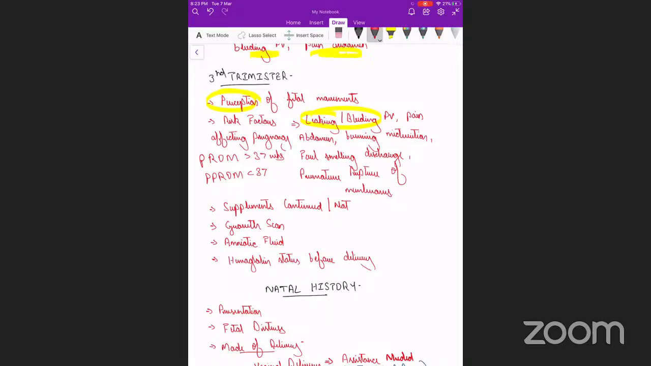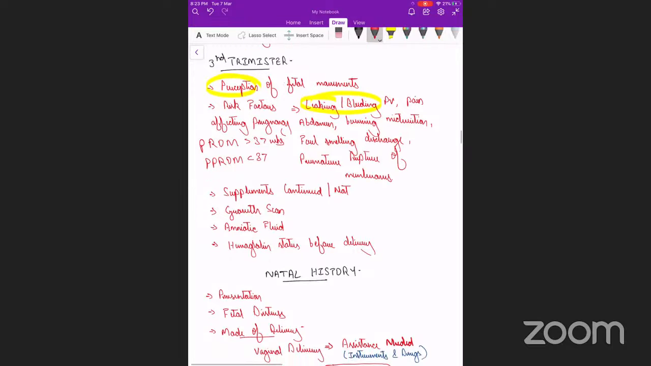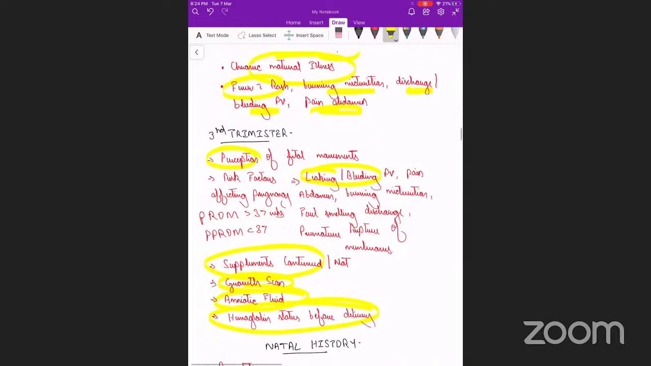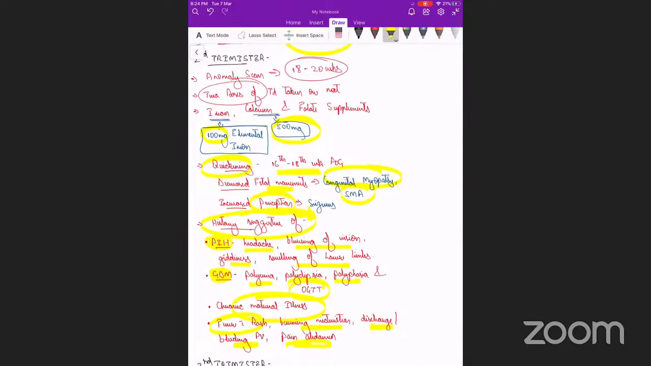So all these things might tell that there is high risk of chorioamnionitis in the mother, and if that is present, the baby is at risk of sepsis. Fine. Next is whether the supplements that were prescribed have been continued by the mother or not, and ask about the growth scan, which is done at 28 to 30 weeks, and amniotic fluid. We ask whether there was any meconium staining. If meconium staining is present, that means fetal distress has taken place. So if fetal distress is there, then either meconium aspiration syndrome can take place, or meconium has been passed, and the baby is at risk of birth asphyxia. Fine. And hemoglobin status before the delivery will reflect the Hb status of the baby as well. So this was the antenatal history which we spoke about, first trimester, second trimester, and third trimester, and the focused points which we'll have to ask for.